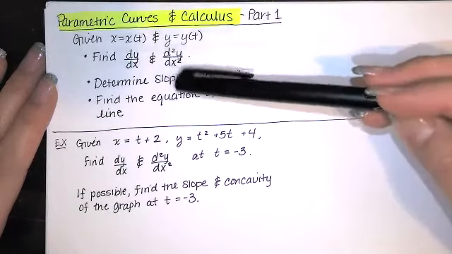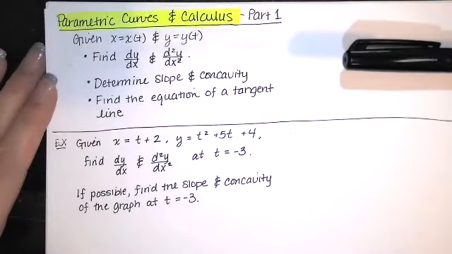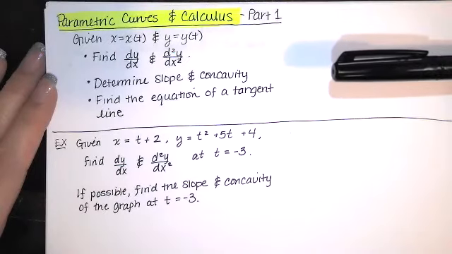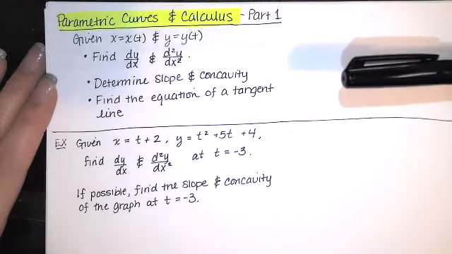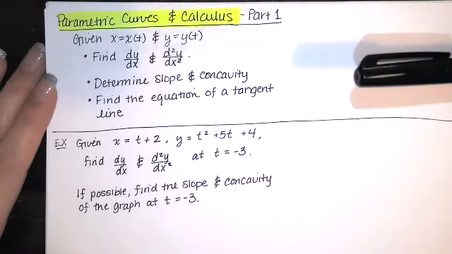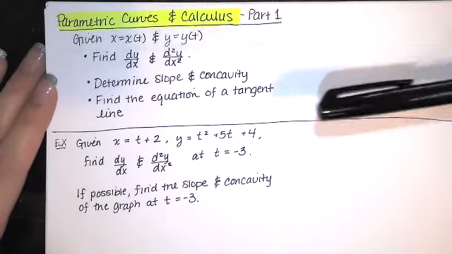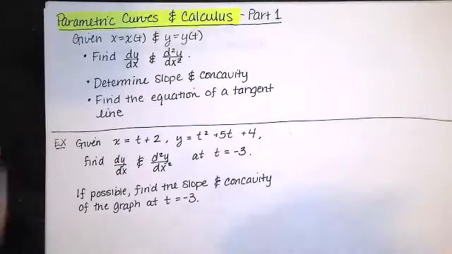We're asked to determine the slope and concavity of the curve at a particular value of the parameter or at a particular point on the curve. And we may also be asked to find the equation of a tangent line. So let's review what we talked about in the last video.